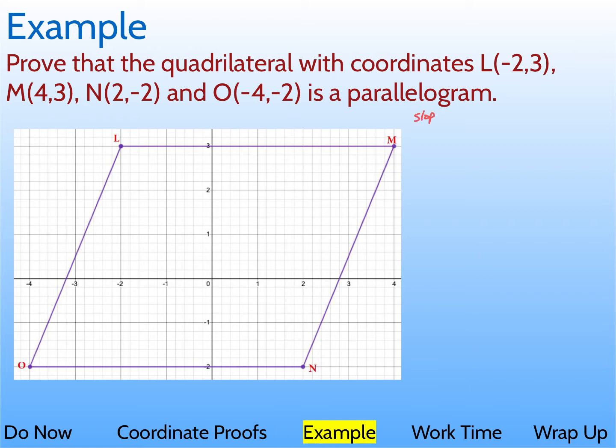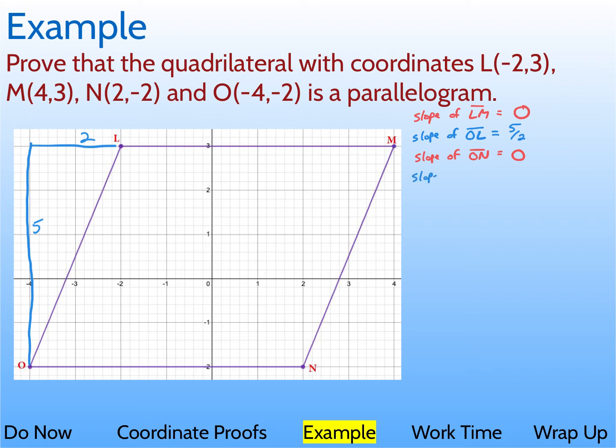So first off, the slope of LM is very easy because it's a horizontal line. So it's 0. Likewise, the slope of ON is also 0 because it's a horizontal line. Now, let's look at the other ones here. What about the slope of OL? A little bit more tricky because we actually have to do work. So, OL goes up 1, 2, 3, 4, 5, and it goes over 1, 2. So the slope of OL is 5 over 2.